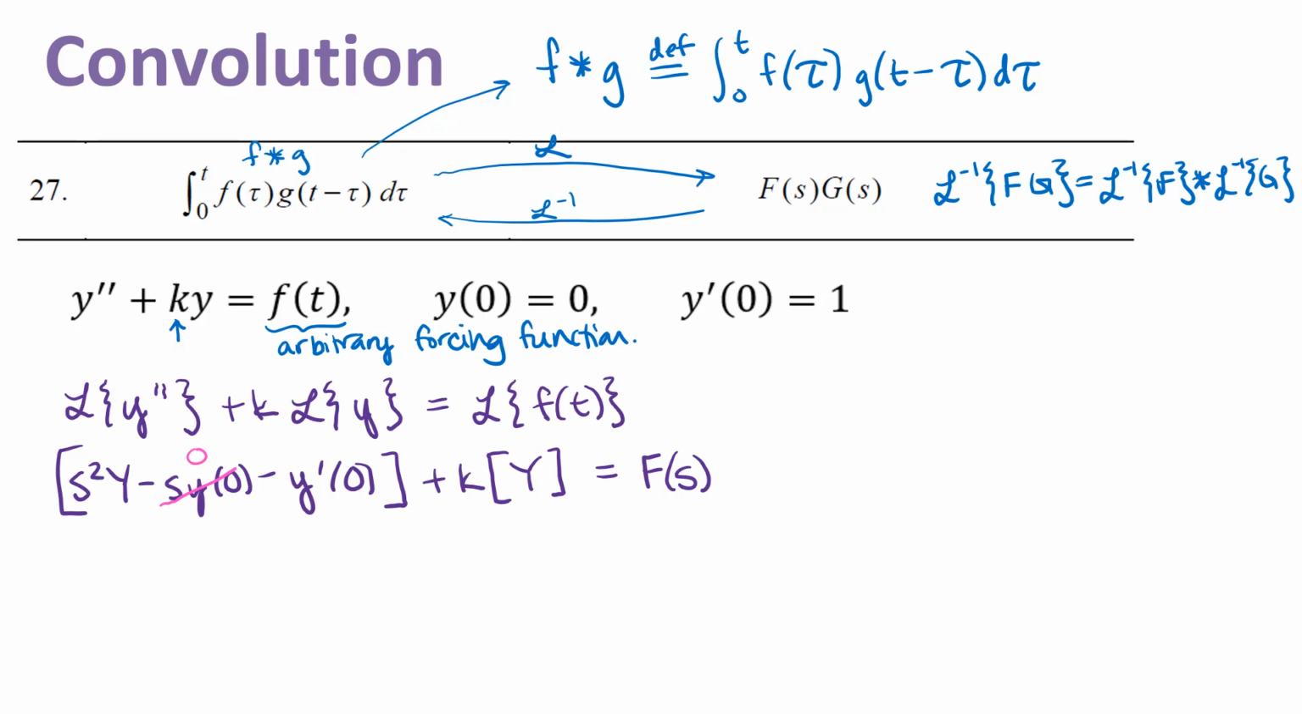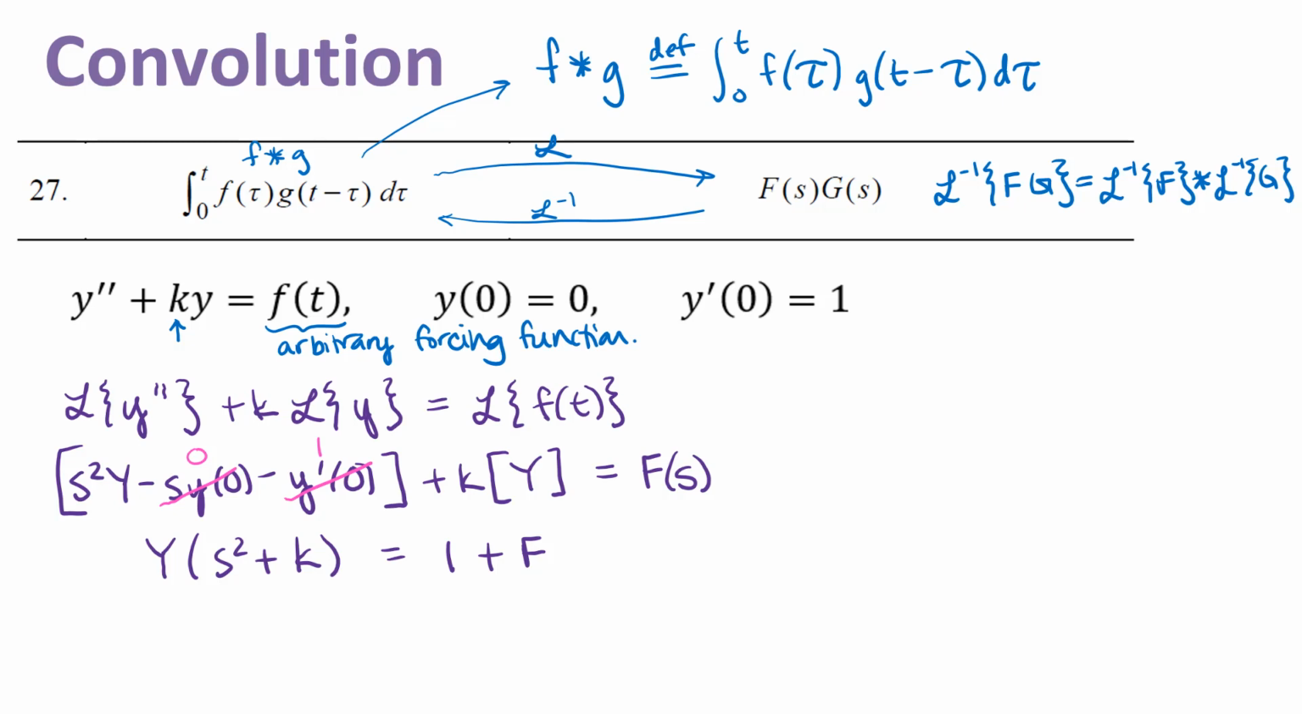That whole term will drop out. y prime of 0 is 1, so that term will become 1. So I'm going to add 1 to both sides of the equation, and at the same time I'm going to go ahead and factor Y out of the terms that are left on the left side of the equation. My goal here is to solve for capital Y and then to use the inverse Laplace transform. Sometimes preparing to do that inverse Laplace transform can be a lot of work just to make sure everything is set up properly to do that.